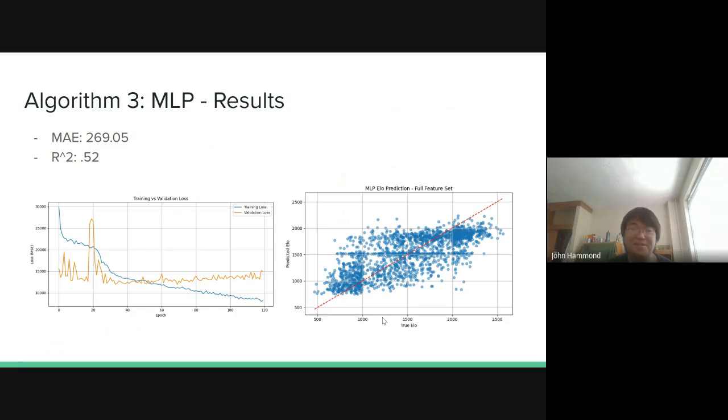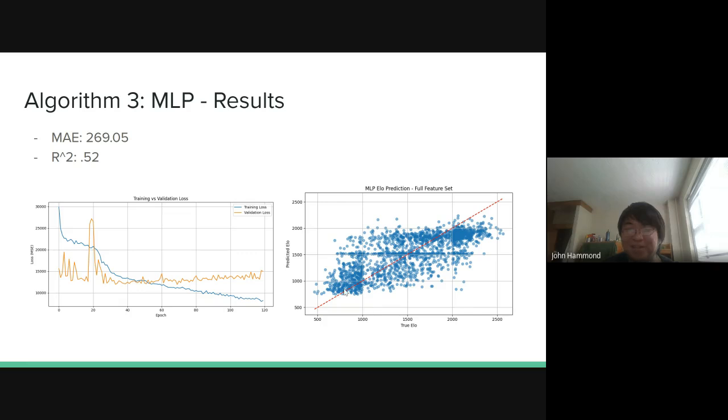So you can see here, this is better than the other models by about 30, 40, with an MAE of 269.05, R squared is 0.52. Again, this still isn't exactly how I wanted it. I wanted this to be better, but again, what can you do? You can see from the data that it is clearly better than the others.